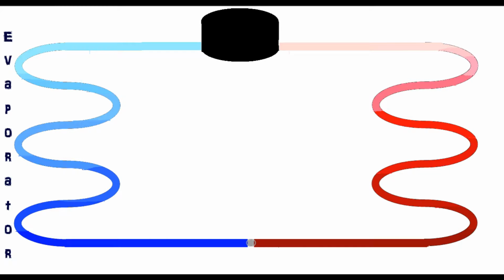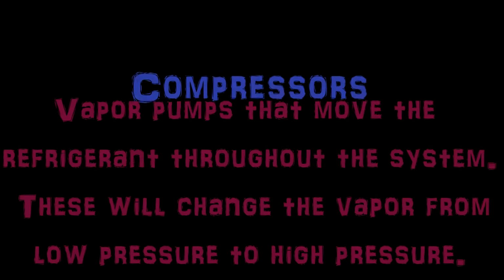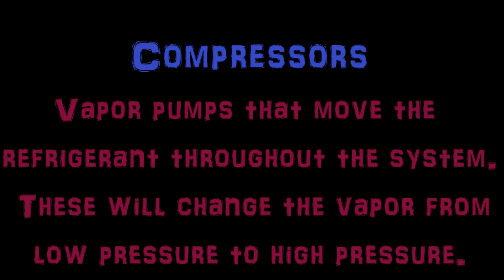So here we can see a drawing, and over on the left side you'll see that's the evaporator coil. Remember, it's going to absorb heat. As it does, it's going to change it into a vapor. Next is the compressor. These are vapor pumps that move refrigerant through the system. These will change the vapor from a low pressure to a high pressure.